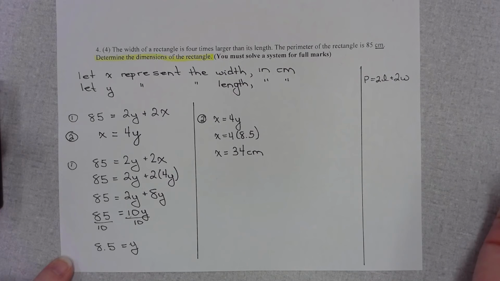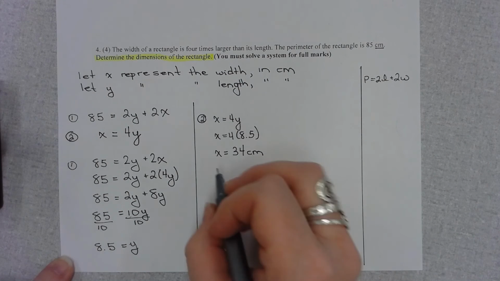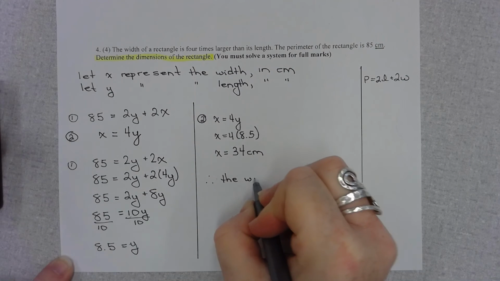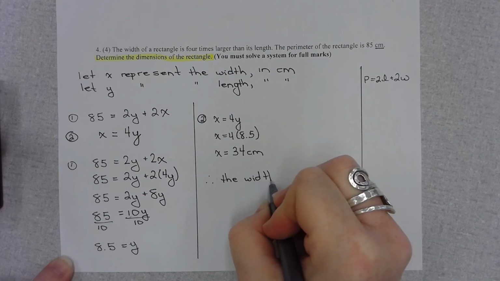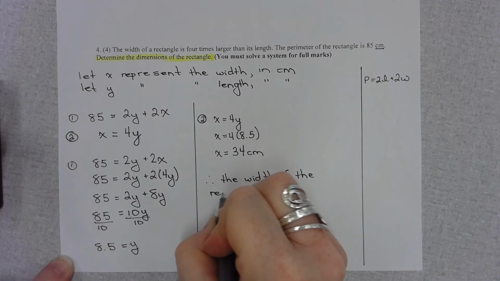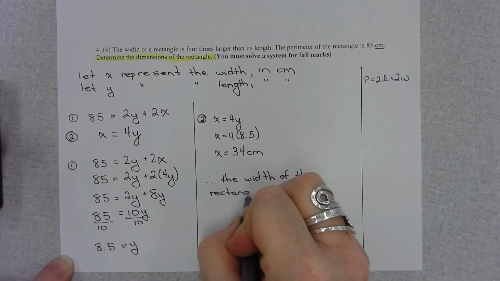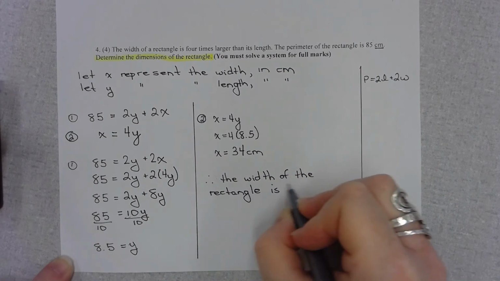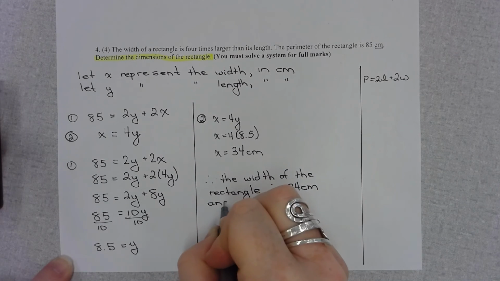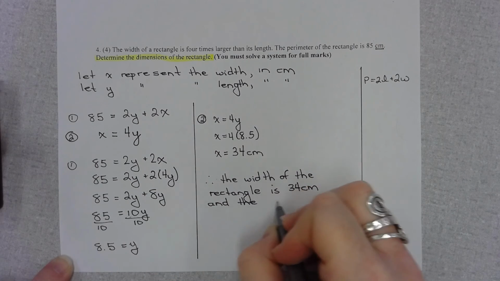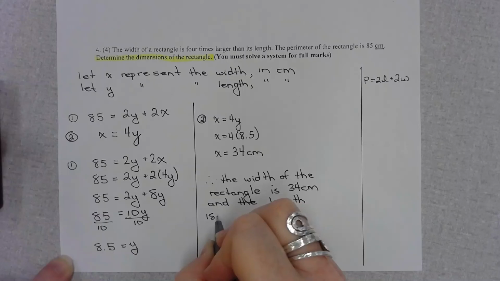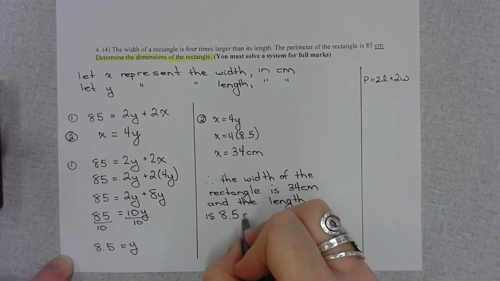At this point, I know the dimensions of the rectangle, so I can say, therefore, the width of the rectangle is 34 centimeters, and the length is 8.5 centimeters.